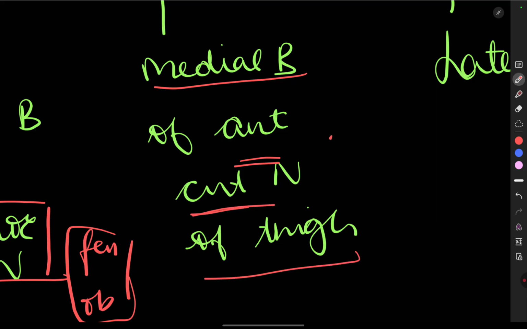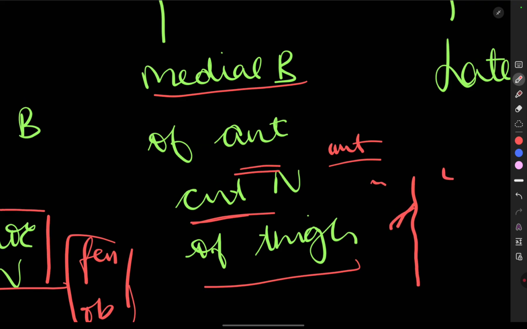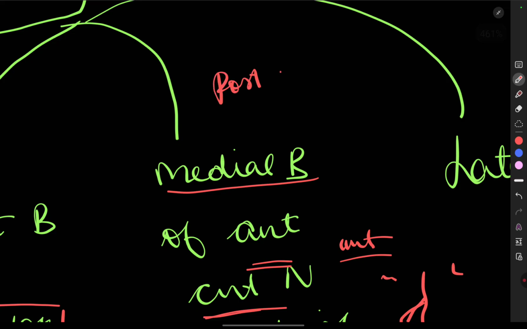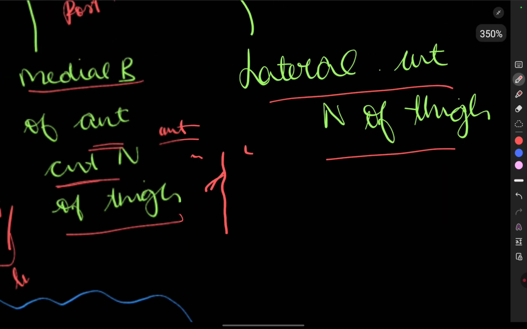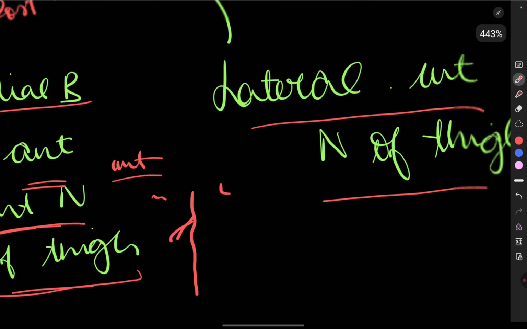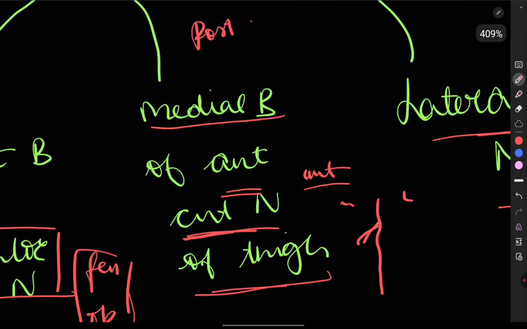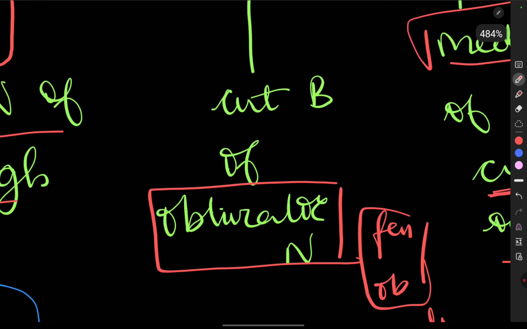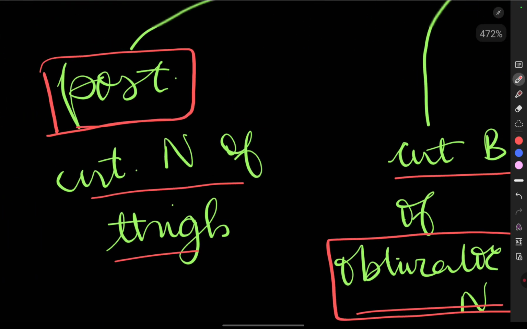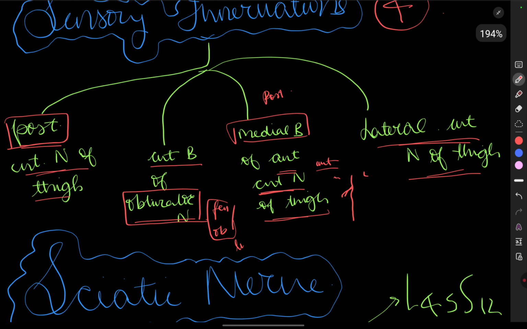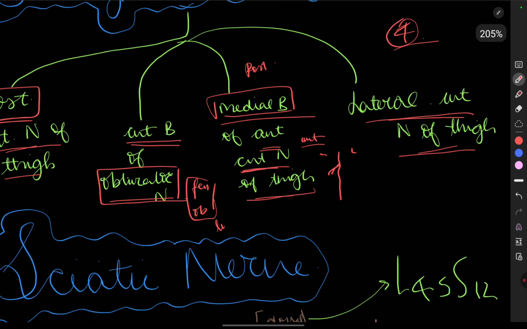Then the medial branch of the anterior cutaneous nerve of thigh. Suppose this is the anterior cutaneous nerve of thigh; this is lateral, this is medial. This medial branch also supplies the posterior side, or the back of the thigh. Then the lateral cutaneous nerve of thigh. The anterior cutaneous nerve of thigh, which branch? The medial branch. And the obturator nerve, which branch? Again the cutaneous branch. And the posterior cutaneous nerve of thigh. So these are the sensory innervations, four in number: posterior cutaneous nerve of thigh, cutaneous branch of obturator nerve, medial branch of anterior cutaneous nerve of thigh, and lateral cutaneous nerve of thigh.